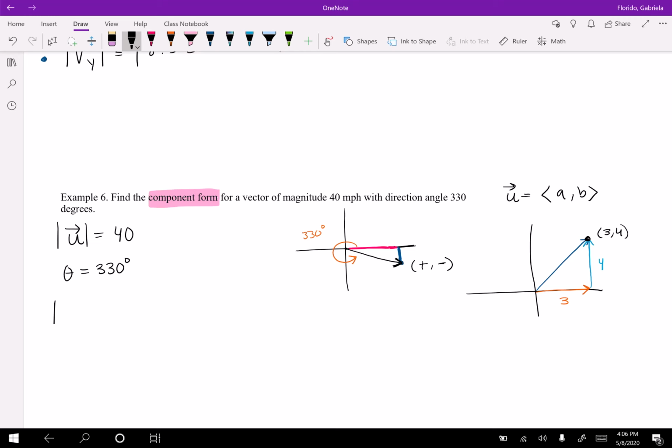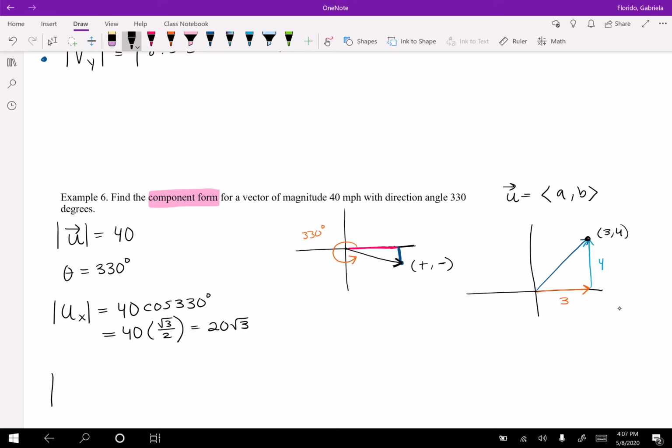I'm going to find the magnitude of the horizontal component of u, which is going to equal 40, the magnitude of u, times cosine of 330 degrees. And that's going to give me 40 times the square root of 3 over 2, which is equal to 20 times the square root of 3. Now, again, that's the length of my horizontal component.